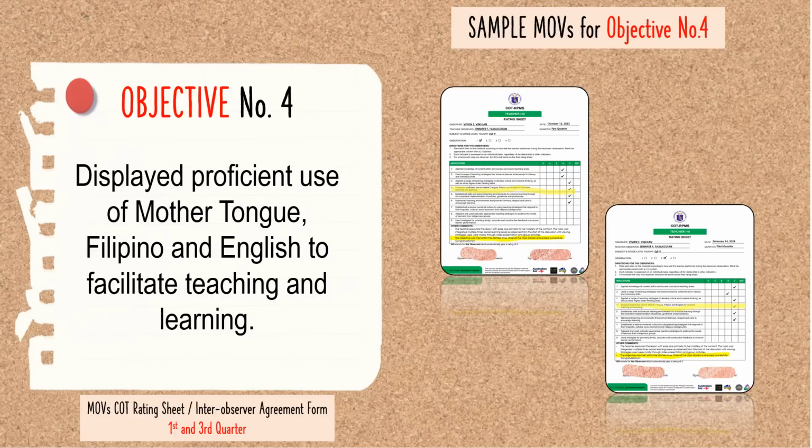Objective number 4, displayed proficient use of mother tongue, Filipino and English to facilitate teaching and learning. So this objective po is observable indicator ng first and third quarter. So ang i-attach po nating COT rating sheet ay 2 for this objective.